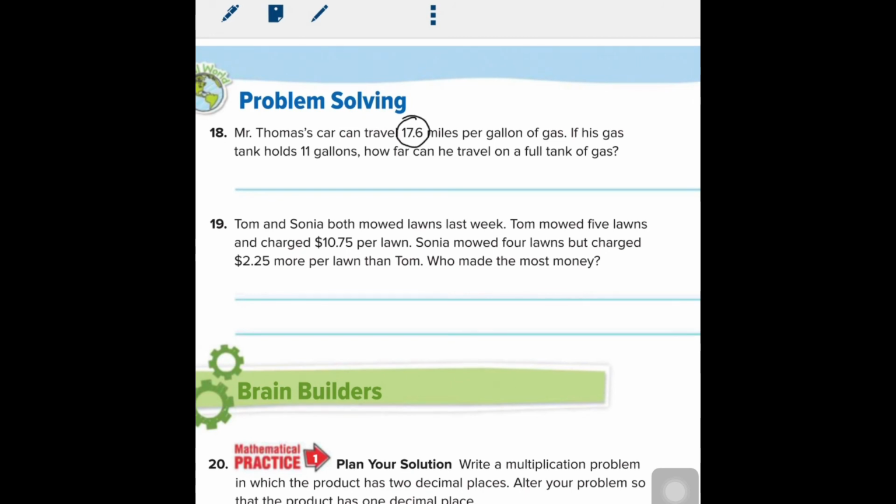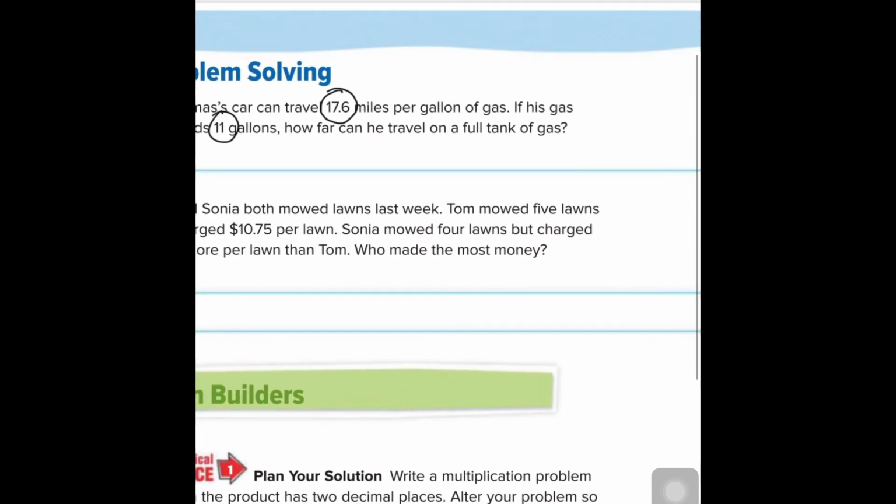Mr. Thomas's car can travel 17.6 miles per gallon of gas. If his gas tank holds 11 gallons, how far can he travel on a full tank? All right, so we're going to do 17.6 times 11. Just ignore the decimal point for now. 1 times 6 is 6. 1 times 7 is 7. 1 times 1 is 1.